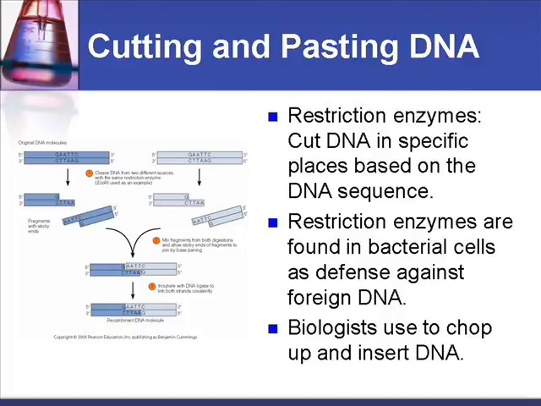Recombinant DNA is made by cutting and pasting. So in order to cut DNA, you need things called restriction enzymes. Restriction enzymes will cut DNA in specific spots, and that way they can be glued in specific spots. Restriction enzymes were bacteria's original defense against foreign DNA. Biologists have used this now to cut and then eventually paste DNA together to make recombinant DNA.